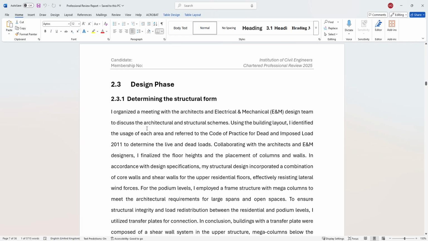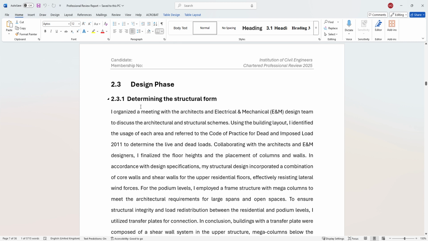And under section 2.3, it talks about the design phase. Now, one thing you should mention in your report is to let us know which phases of the project you were involved in. Were you involved in the whole life cycle of the project? Were you involved in only the detailed design and construction, for instance? Were you involved in the testing bit? So tell us the phases of the project for which you contributed.